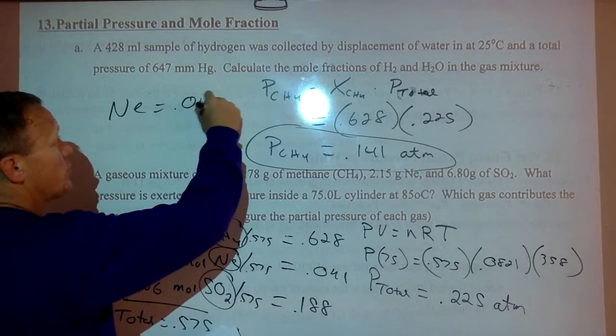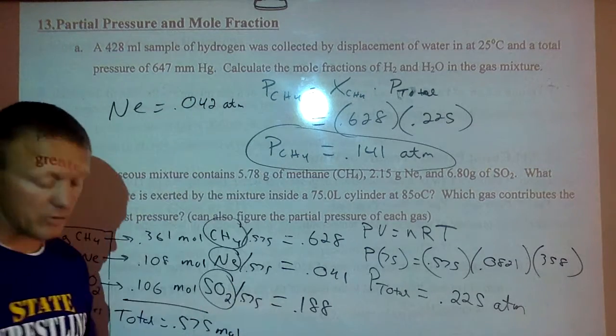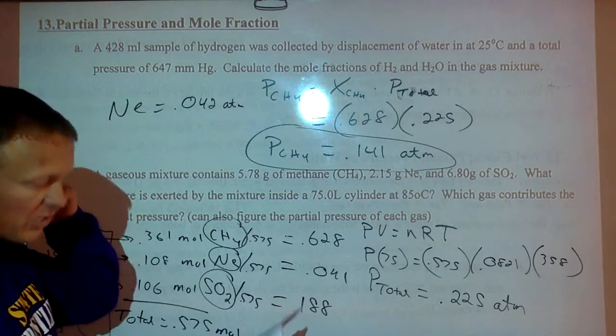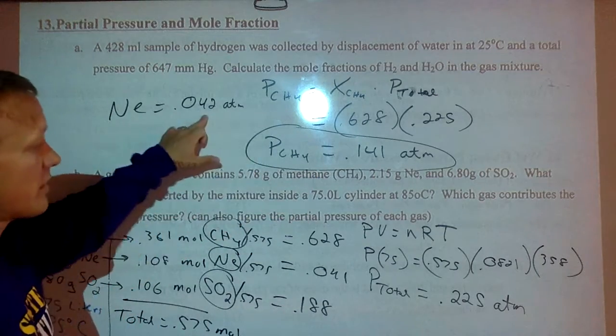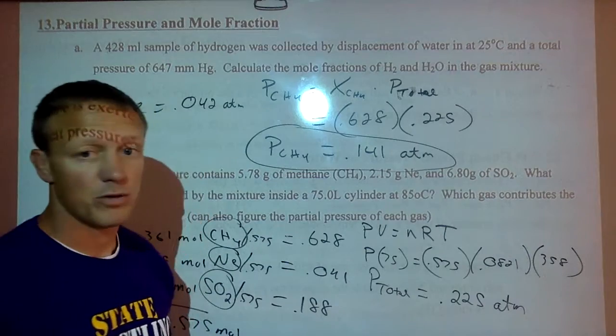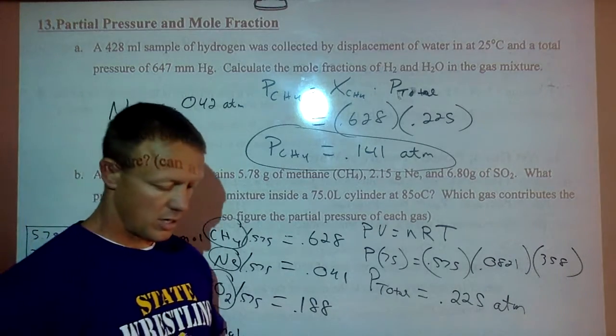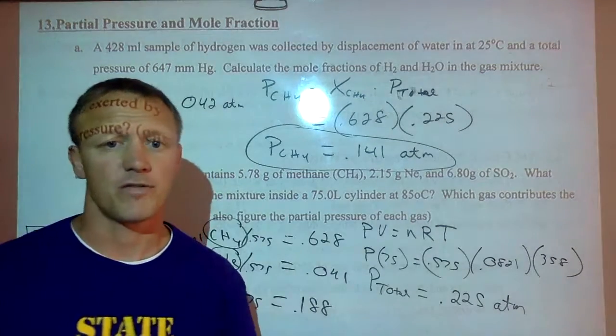I think it's 0.042 atmospheres for neon. I do not have the other one. For some reason I have not done those, but you could add those together, this plus this, subtract that out, would be your pressure of whatever's left over there. So again, total pressure is the pressure of each gas.